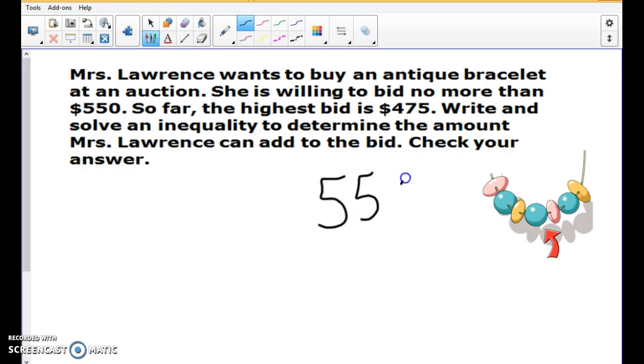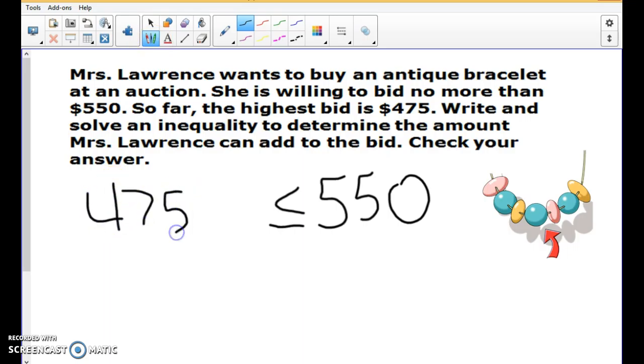So that means this is the max that she can go. It says she can spend $550. It doesn't say that she wants to spend $549. So $550 is the max. Whatever is on the left side cannot go past $550. It's already at $475. I need to figure out how much more she can spend.